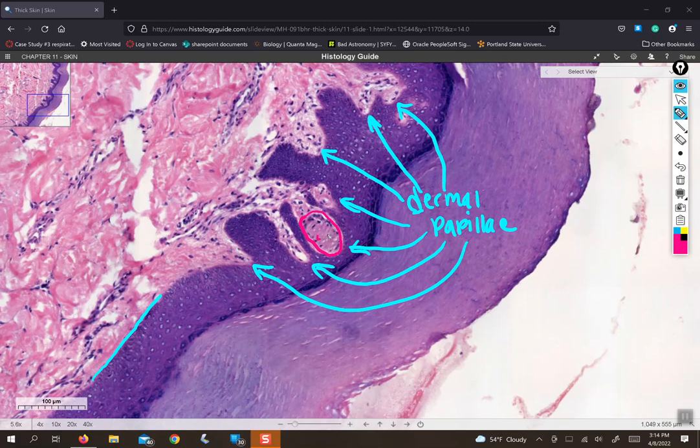So that is a Meissner's / tactile corpuscle. So Meissner is the guy who named it and found it. Tactile refers to its function. So you can either say Meissner's corpuscle or you can say tactile corpuscle on the lab practical. Those terms are interchangeable. Either one is fine.